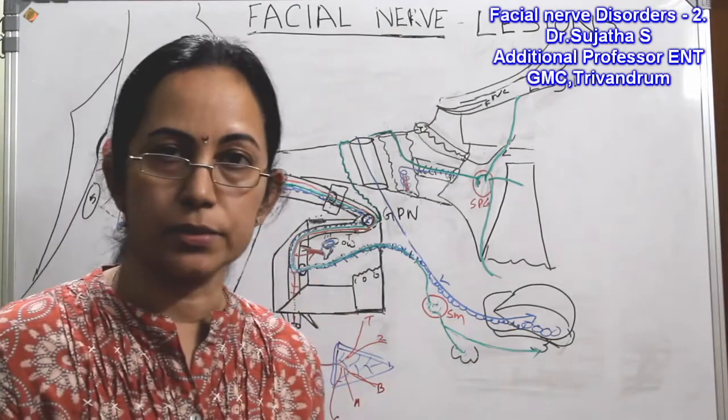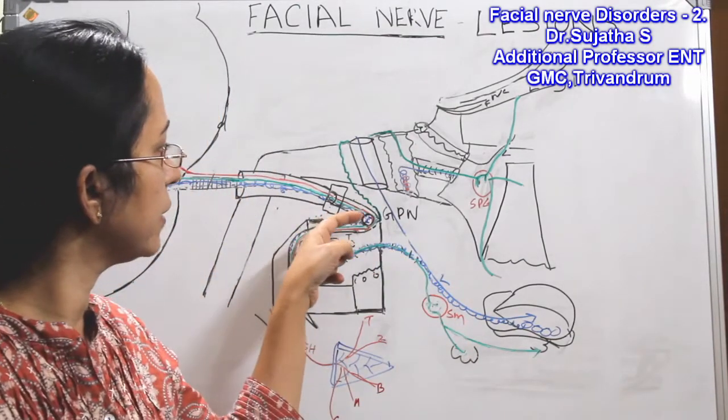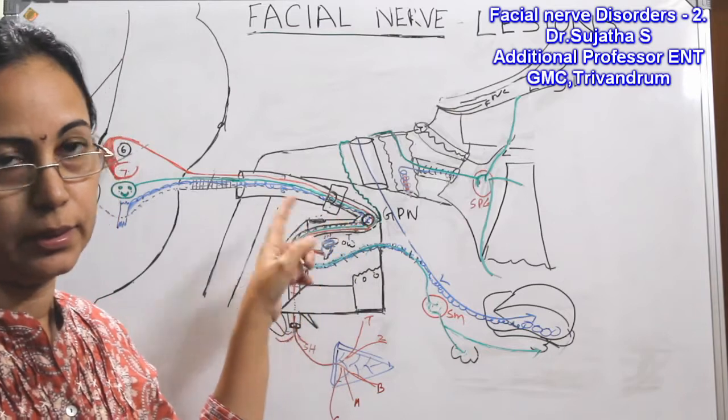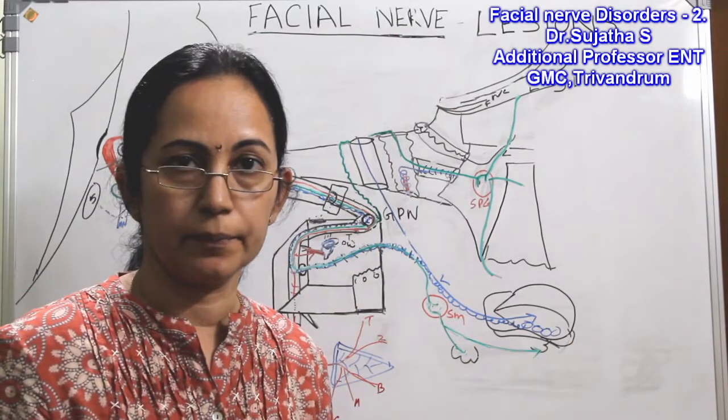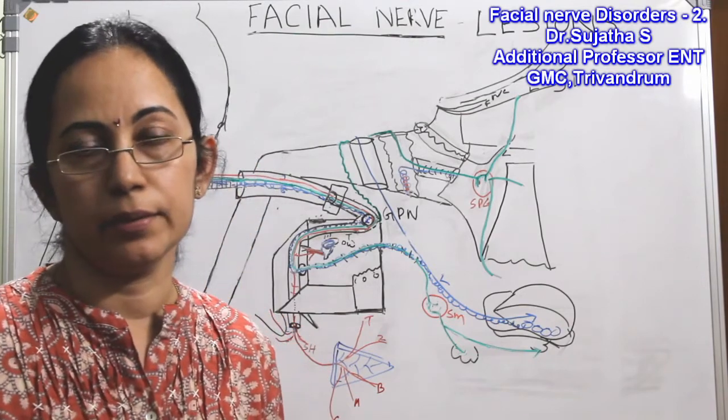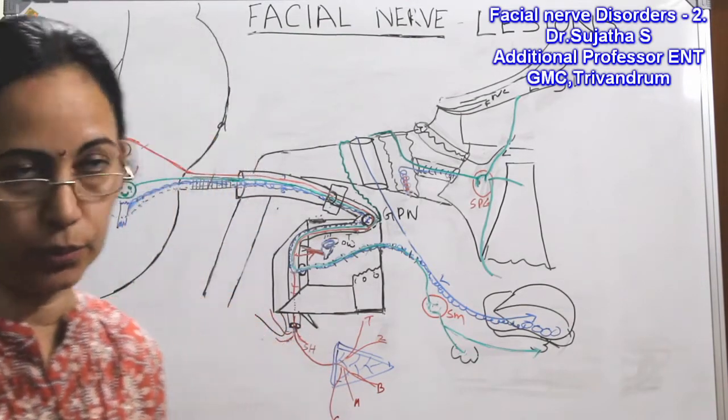From the internal acoustic meatus up to the first genu. That is, the meatal as well as the labyrinthine part get involved in fractures of the temporal bone. Okay.